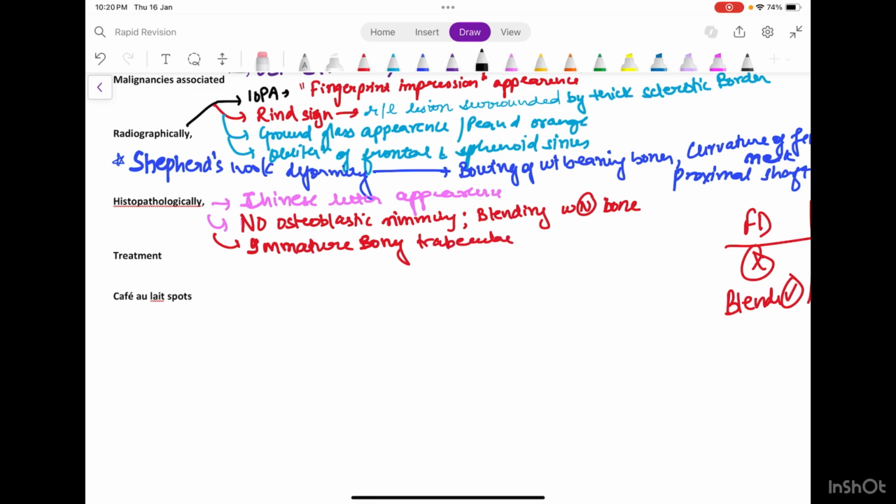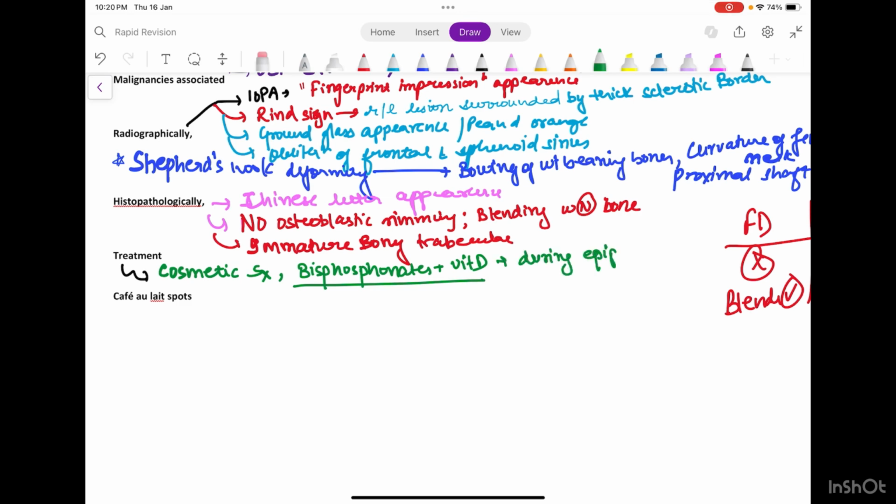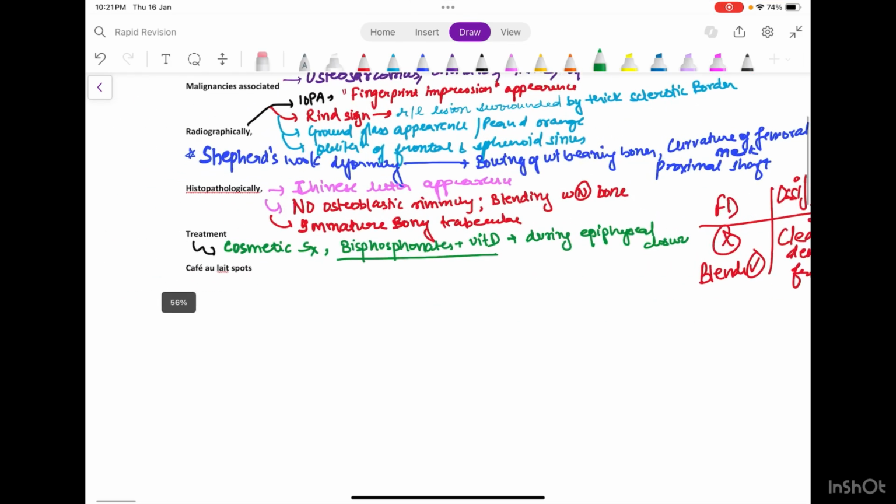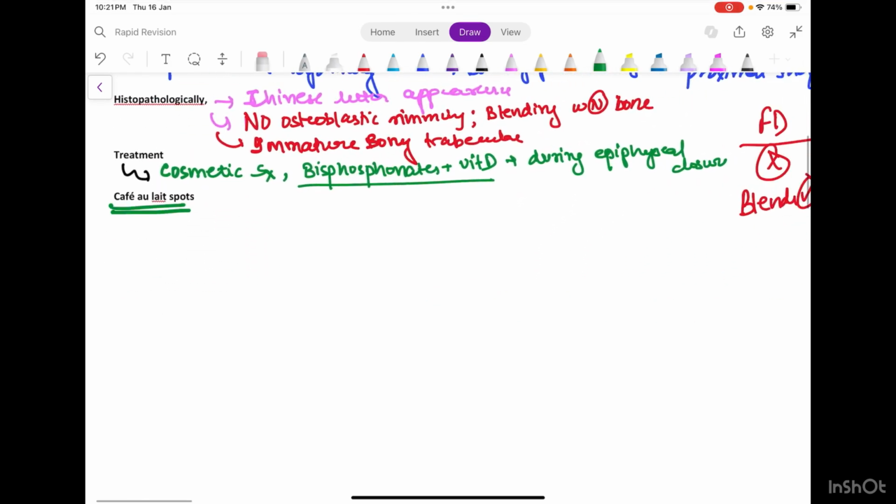Now coming on to the treatment of fibrous dysplasia. For the treatment, you should know that basically there is cosmetic surgery, and we can also give bisphosphonates and vitamin D during epiphyseal closure.